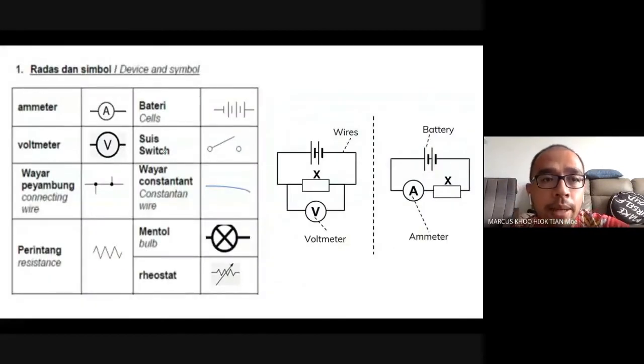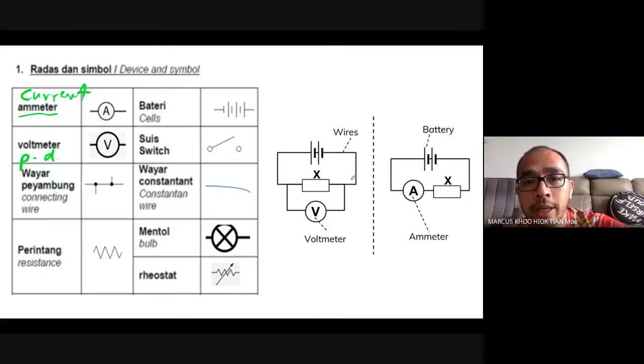These are some basic devices and symbols that you will see in your journey in electricity. I need to remind you, you should actually know this, but I just want to remind you. A circle with an A is an ammeter. An ammeter is used to measure current. A circle with a V is a voltmeter. A voltmeter is used to measure potential difference.